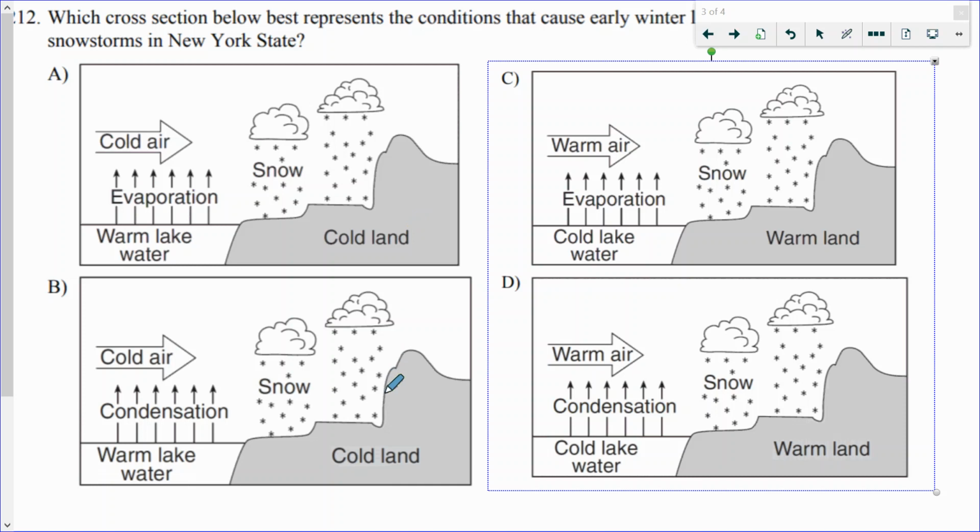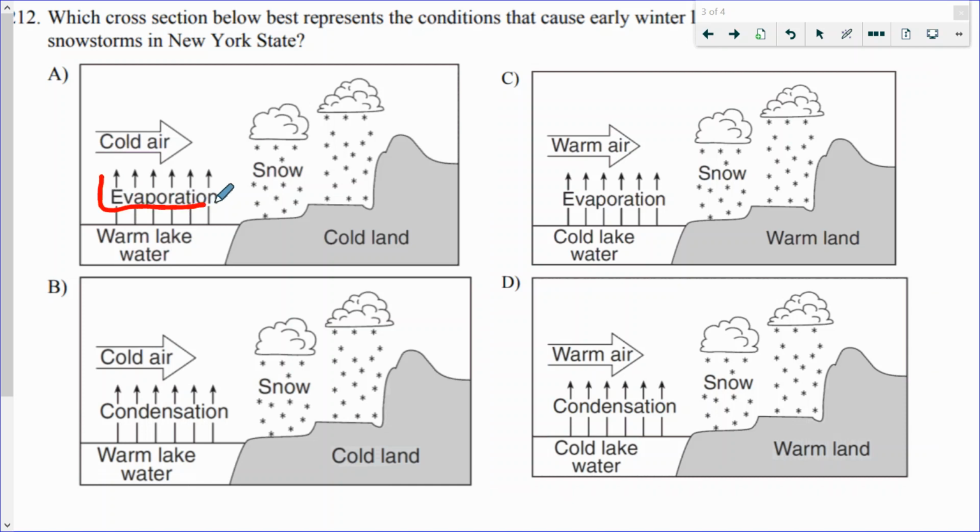Am I missing something here? Oh, this wasn't on purpose. Evaporation versus condensation. You need evaporation over the lake, and then you need condensation over the land. That was a very tricky question. I didn't catch that first time through. It took me a second to find the difference between the two diagrams. So evaporation over the lake, it would be condensation over the land to make that snow fall back out.